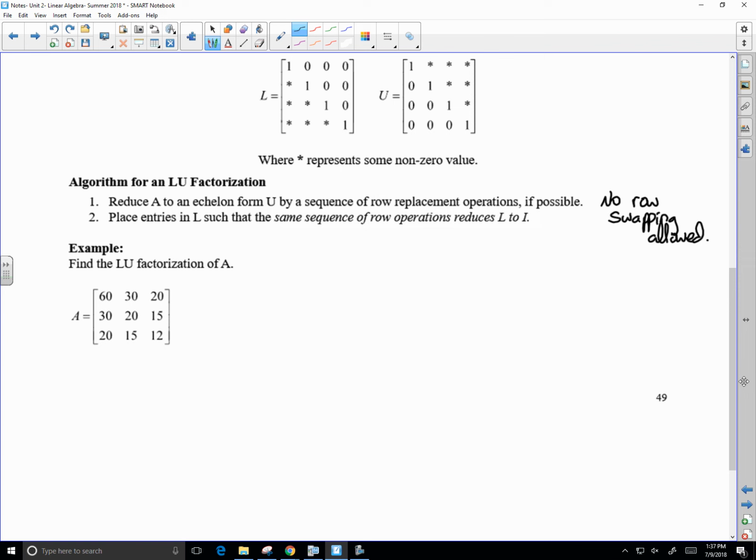Now, step 2 is a little bit funkier. Place entries in L such that the same sequence of row operations reduces L to I. That's weird. I have something different for that, but I don't think I've ever quite been able to phrase it in a way that leads to concise steps. So you'll definitely want to follow along with this. All right, so echelon form.